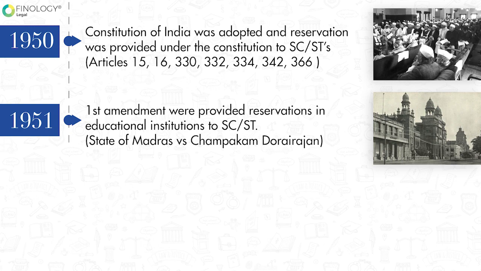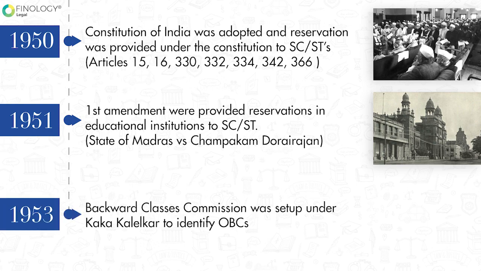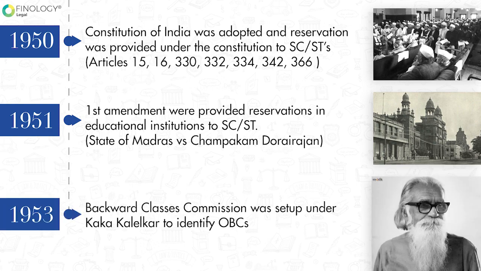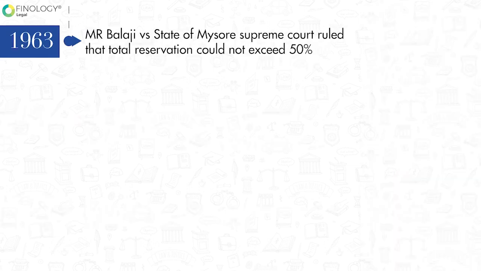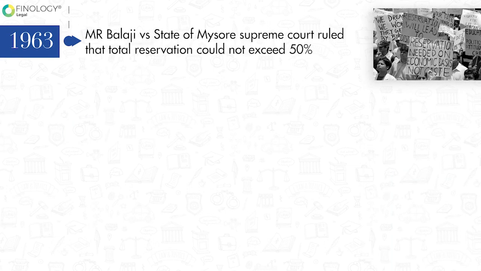This was done after the case of State of Madras versus Champakam Dorairajan. After this, in the year 1953, the Backward Class Commission was set up under Kaka Kalelkar to identify OBCs. However, it failed to make any impact. After this, in the year 1963, in the case of M.R. Balaji versus State of Mysore, the Supreme Court ruled that total reservation could not exceed 50%.